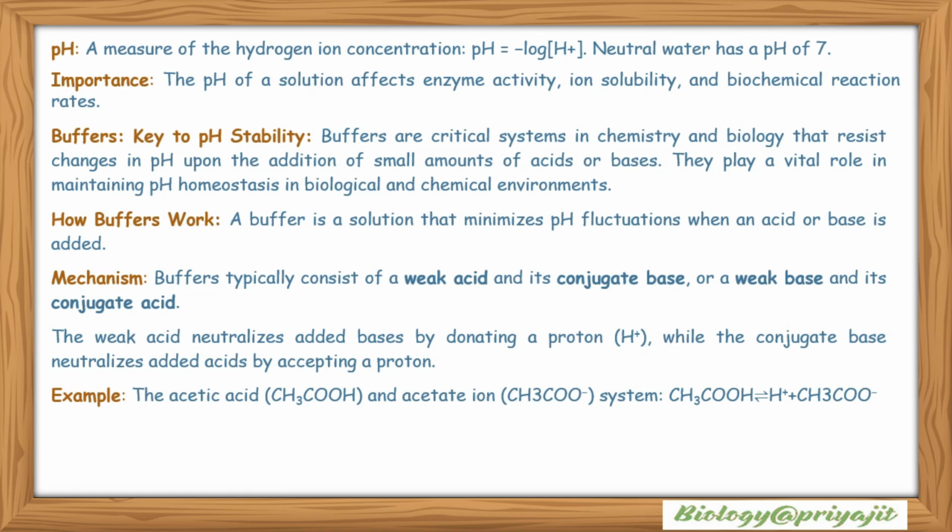How do buffers work? A buffer is a solution that minimizes pH fluctuations when an acid or base is added. Mechanism: buffers typically consist of a weak acid and its conjugate base, or a weak base and its conjugate acid. So the weak acid neutralizes added bases by donating a proton, while the conjugate base neutralizes added acids by accepting a proton. For example, the acetic acid CH3COOH and acetate ion CH3COO minus system. This is the buffering system.